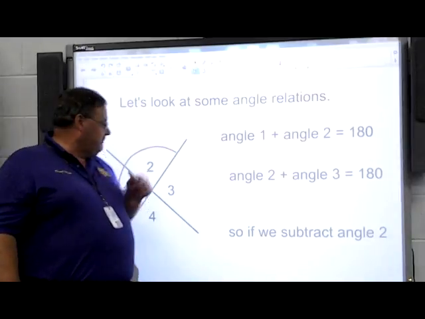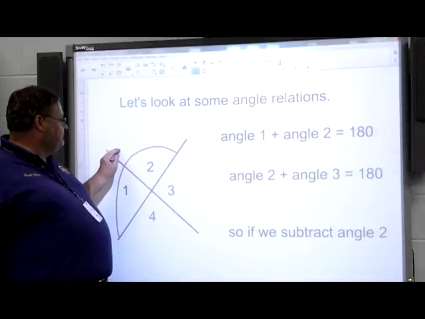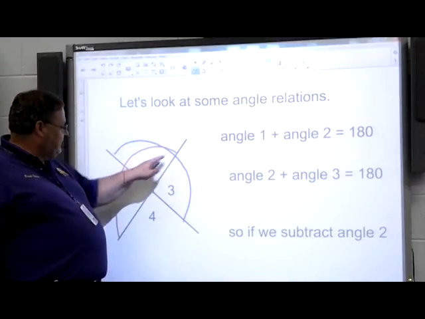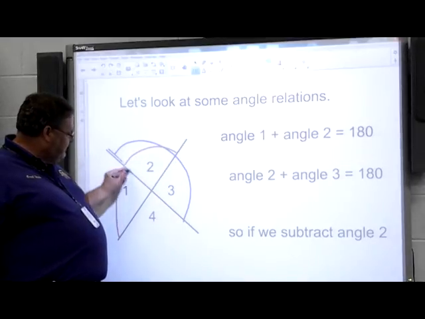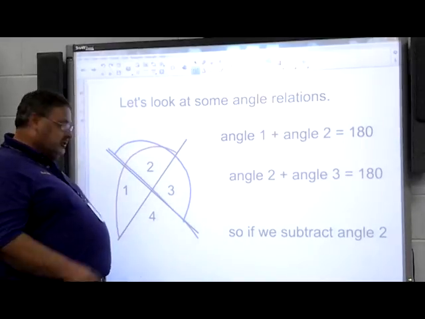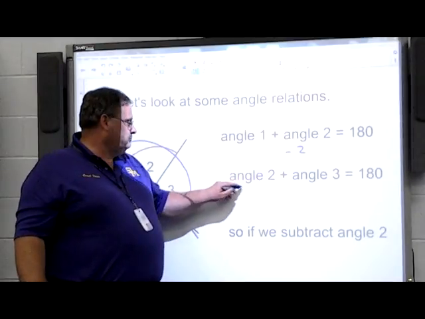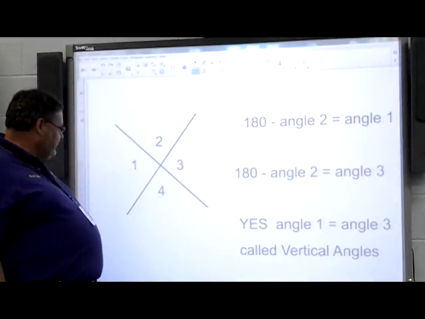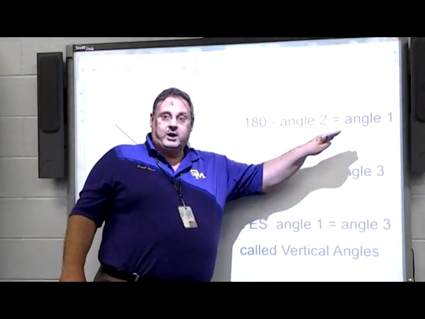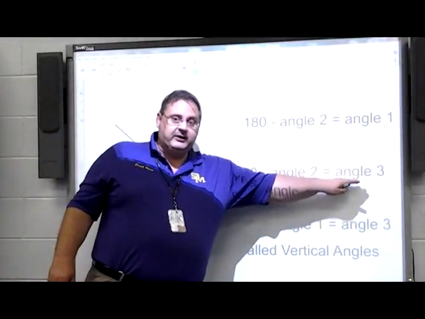My next statement I'm going to make is that angle 2 and angle 3 equal 180 degrees. And let's look at them. Their non-shared side forms a straight line, so it must be 180 degrees. So just like we did in the last problem, what happens if we subtract angle 2 from both sides? 180 degrees minus angle 2 gave us angle 1. 180 degrees minus angle 2 also gave us angle 3.